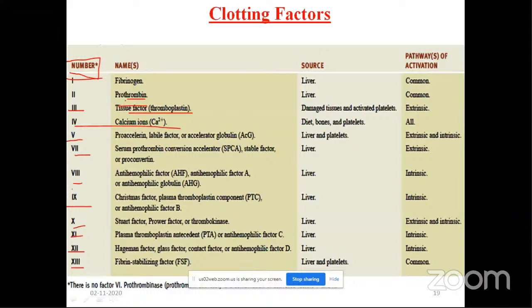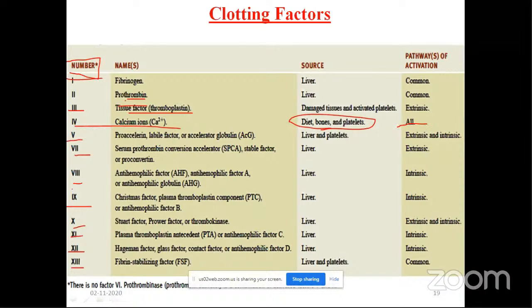So most of these factors, as you can see, are formed in the liver, but it is tissue factor which is formed by damaged tissues as well as by damaged platelets. The calcium is a part of our diet. It is also found in the bones, and calcium is also synthesized within the platelets. If you look at this table, it is required at all steps. That means whether it is the extrinsic pathway, intrinsic pathway, or common pathway, it is required at all stages or phases of the clotting cascade.